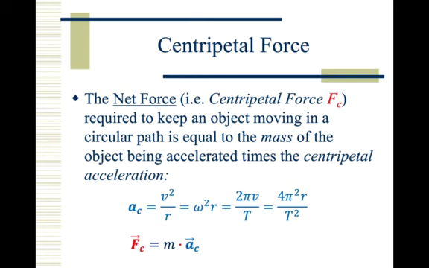How do you find the net force required to keep an object moving in a circular path? You just take the mass of the object times its centripetal acceleration. Again, remember, and here's the big idea, centripetal force is not a new force. It's just the name that we give the net inward force required to keep an object moving in a circular path.